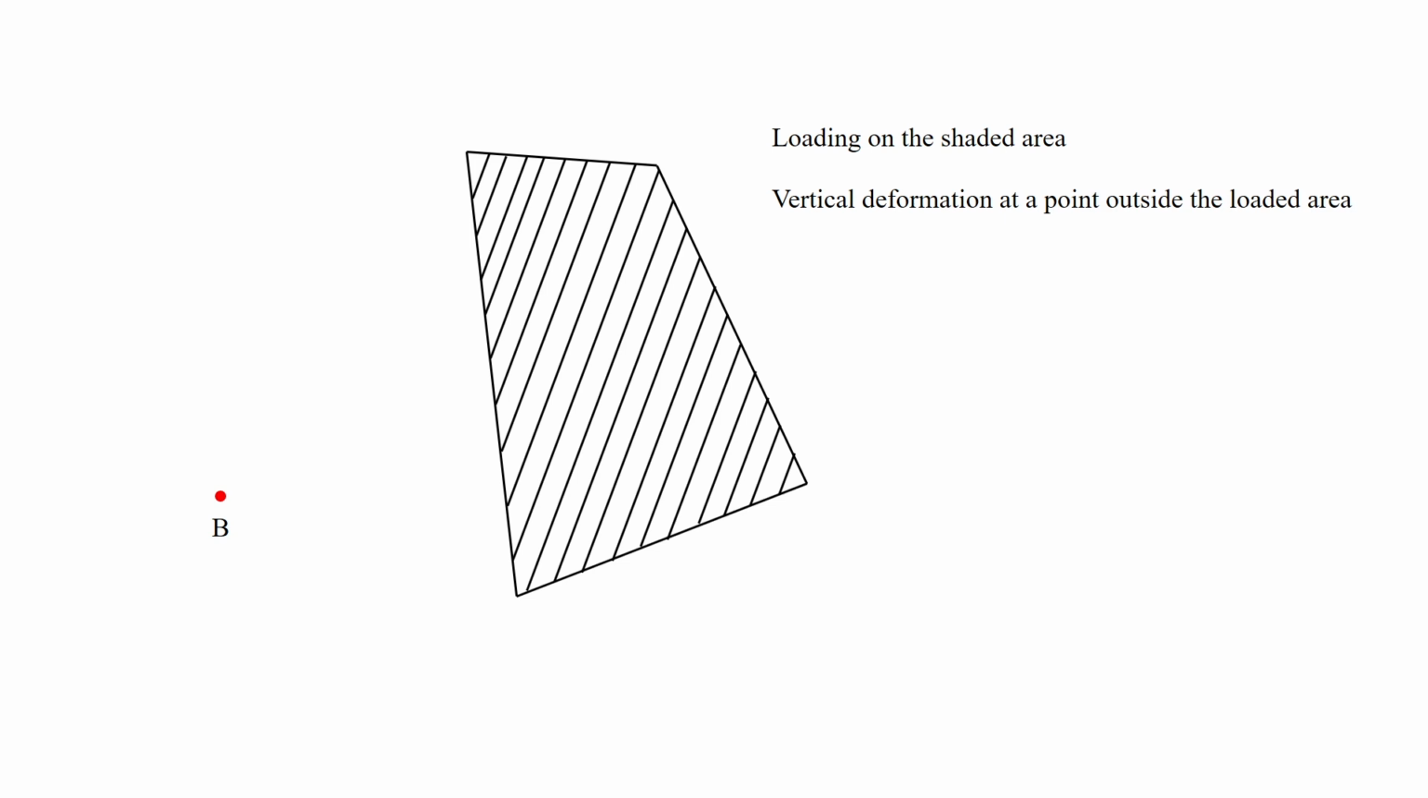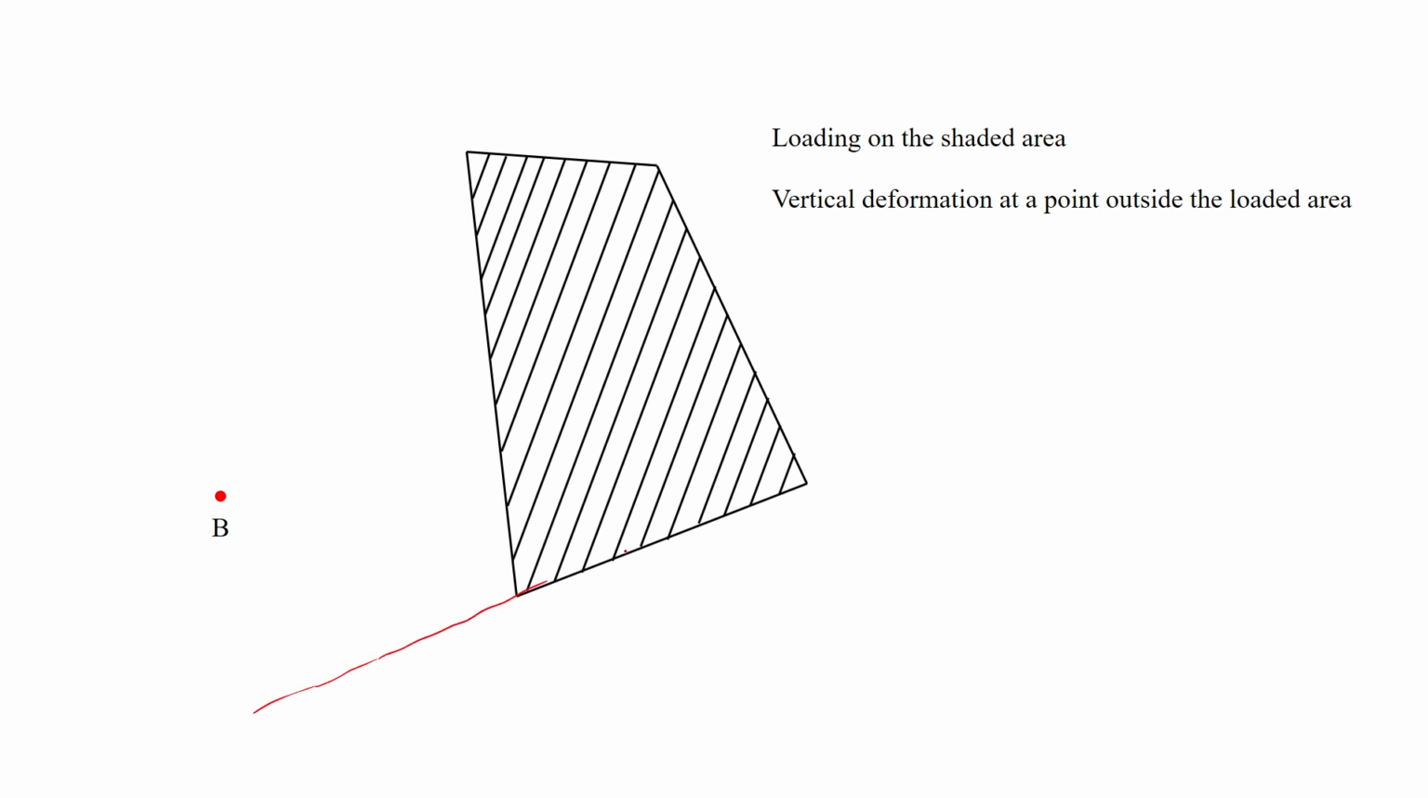So, friends, we have discussed loading over a triangular area of contact. Let us say today we discuss loading on the shaded area, which has an arbitrary shape, and because of this loading in the shaded area, we would like to know the vertical deformation at this point B. And we will see that the results that we derived for the triangles will be useful here. So, I will just draw a few triangles.